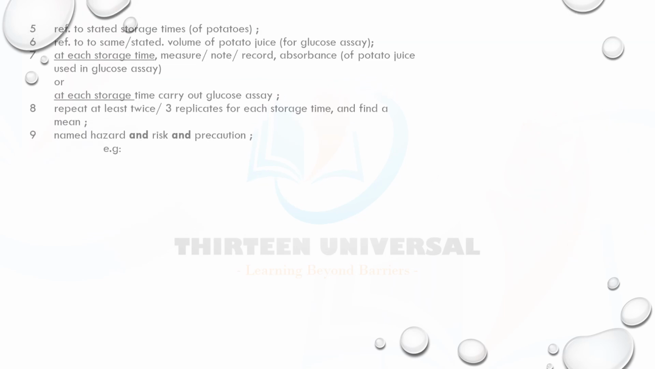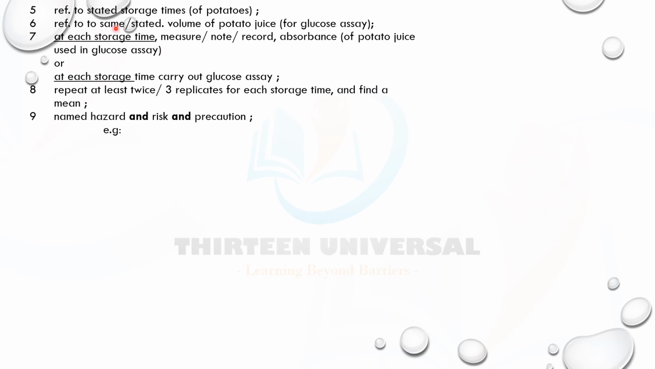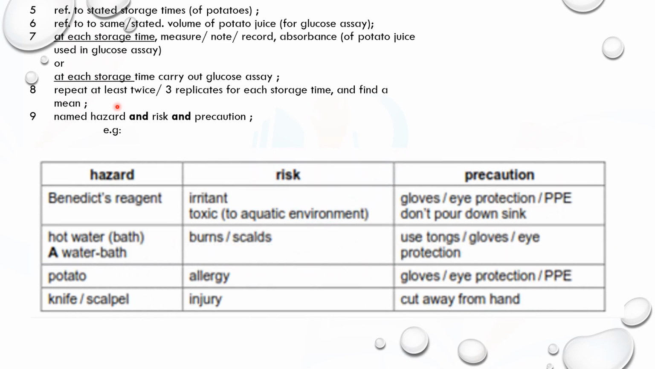Now it continues: reference to stated storage times of potato. I've stated it. Reference to same volume of potato juice. Yes, use the same volume of potato juice. At each storage time, measure or record absorbance. Yes, at each storage time, carry out the glucose assay. Repeat at least twice, 3 replicates for each storage. So these are the points. And then the hazard: Benedict reagent is an irritant, toxic. This is the precaution. Write it there.